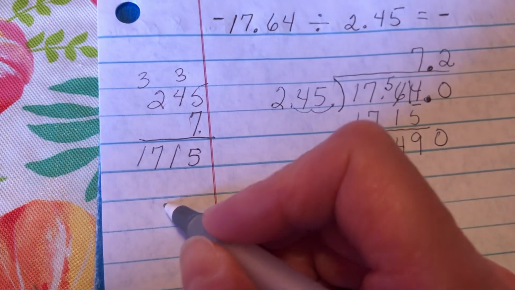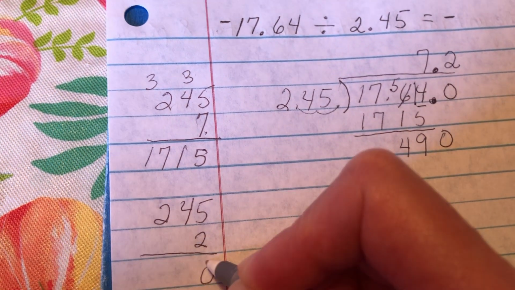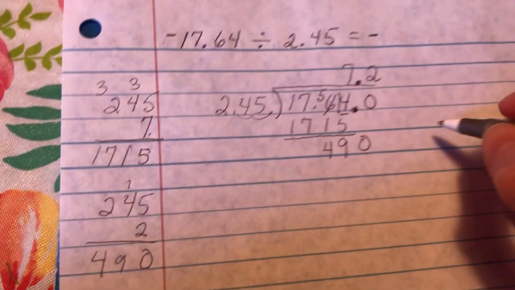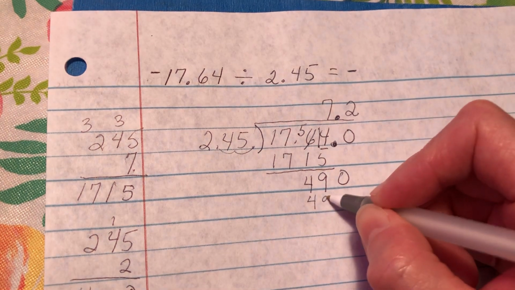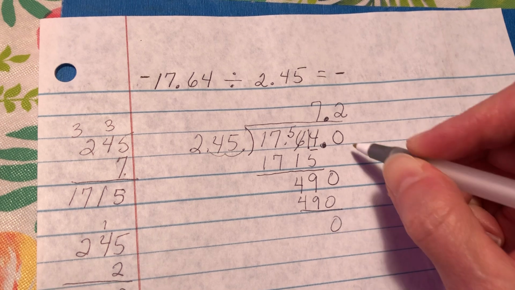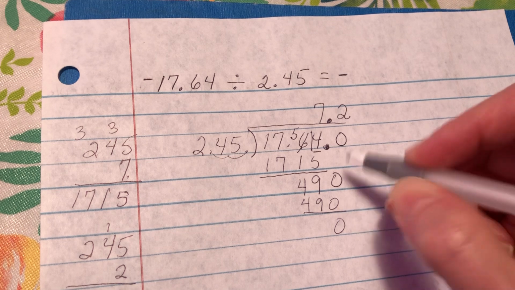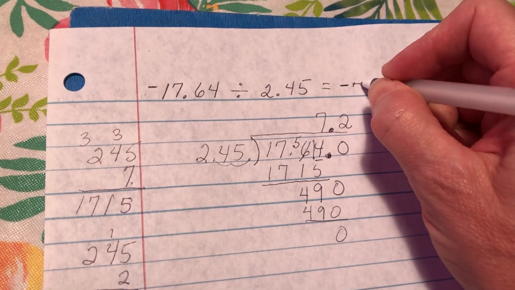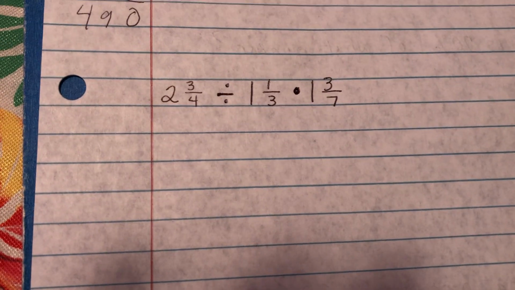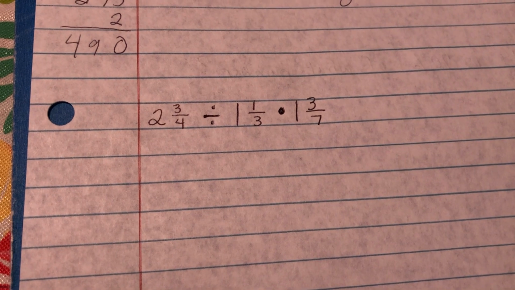And we'll go over here and do 245 times 2. And this is going to be 9, and this is 4. So it works out exactly to 490. Now, if this is not a 0, if this is any other number other than 0, I would have had to add a 0 here and bring it down to whatever this is. But as it is, my answer is negative 7.2.